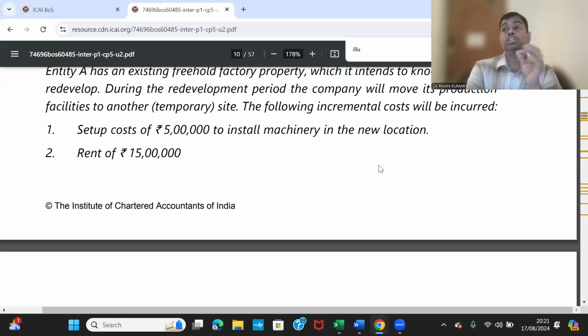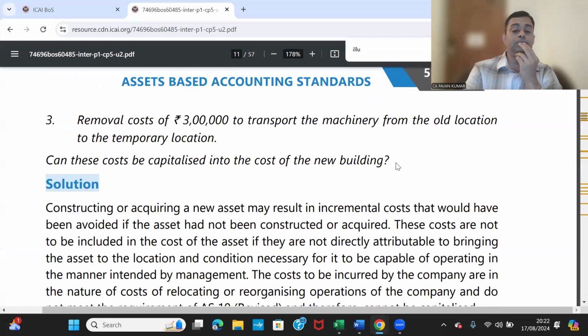These are not cost of purchase. These are not expenses directly attributable to bring the purchased asset into the location and condition. No. One cannot be capitalized, two cannot be capitalized, three cannot be capitalized. So can you please read the answer, ma'am?